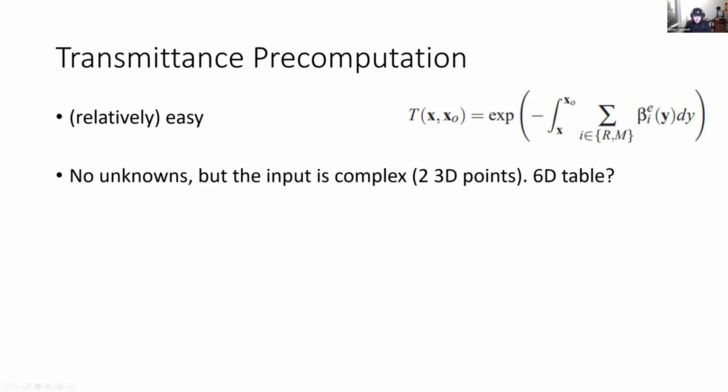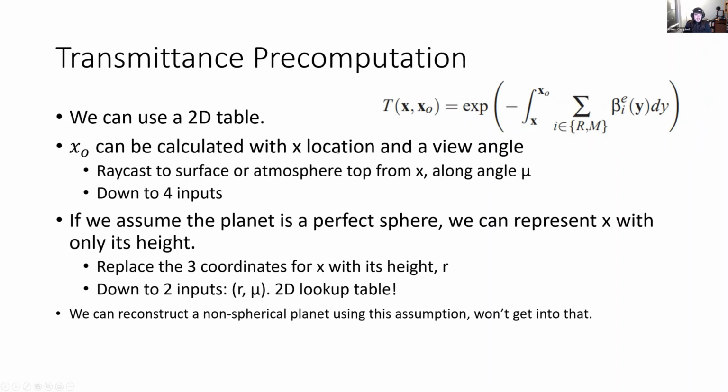However, transmittance is a function of 2 points. A point in this case is 3 values, like an X, Y, and Z coordinate. So that's 6 values for an input, and that's going to be a big lookup table. If you have a 6D table, that's not going to be very good.